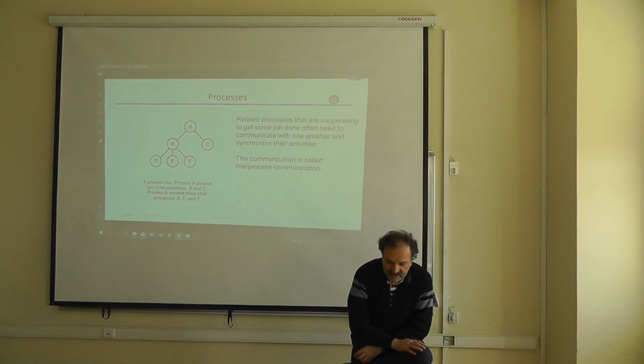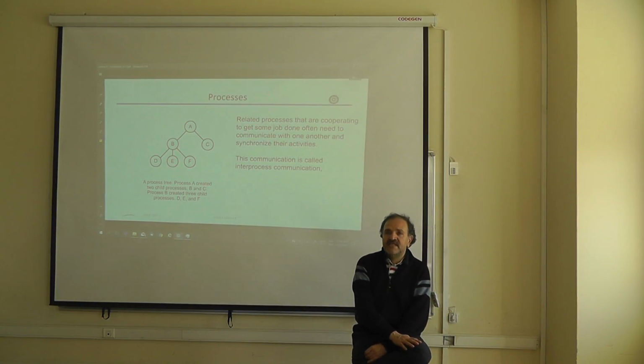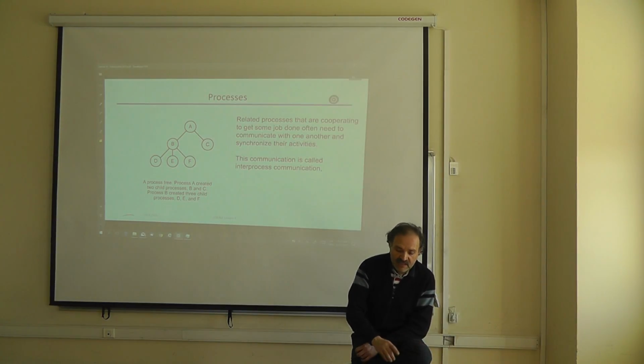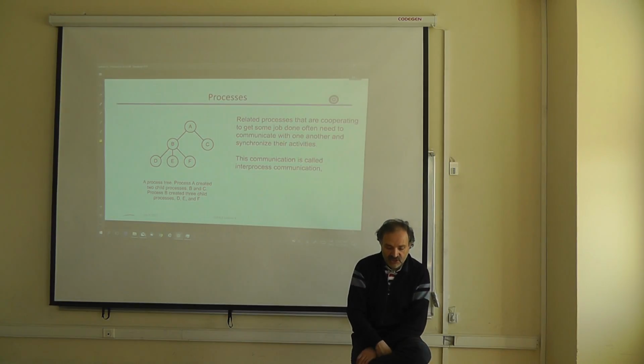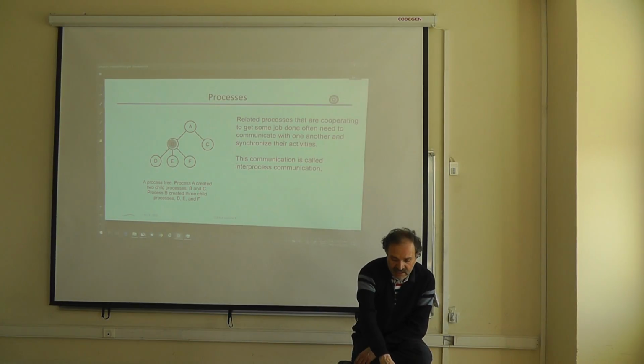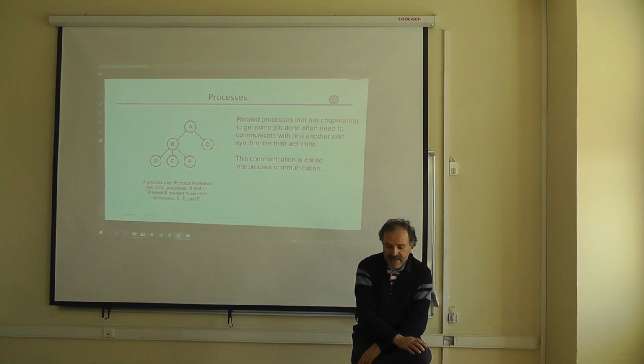So this is the process. Each process can make other processes, okay? Related processes, for example, the process A can make two more processes, B and C. These are called child processes. B can in turn create new processes D, E, and F, they are children of this process B, and B in turn is a child of the process A. So there is a family tree with the processes.